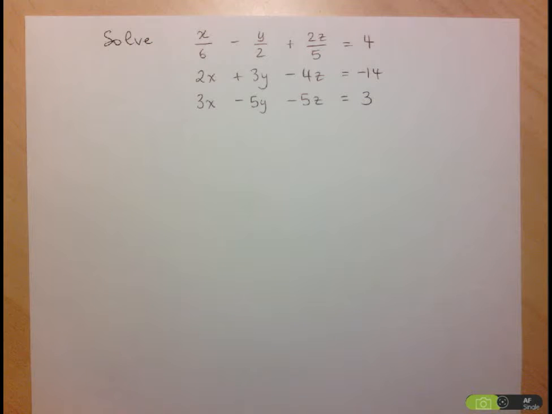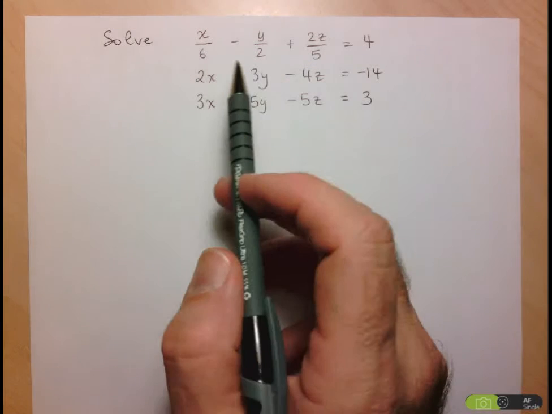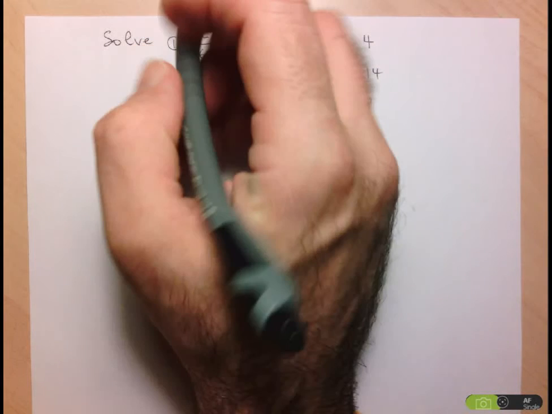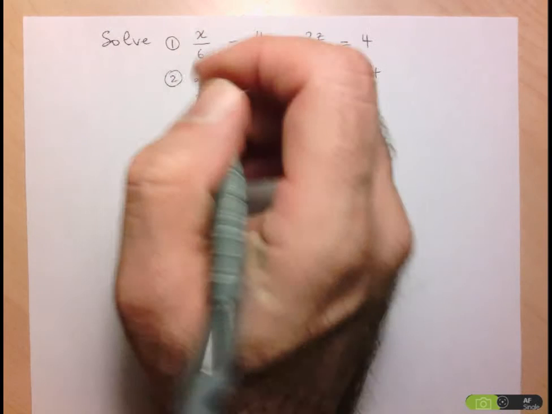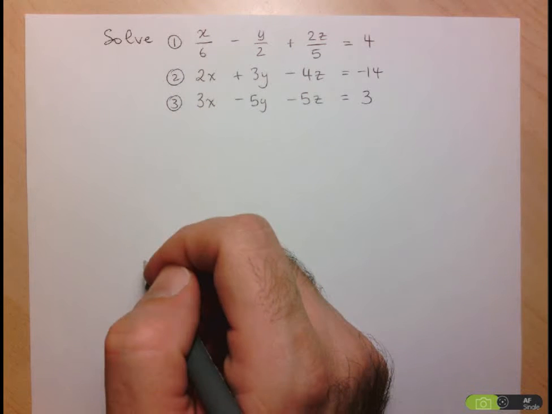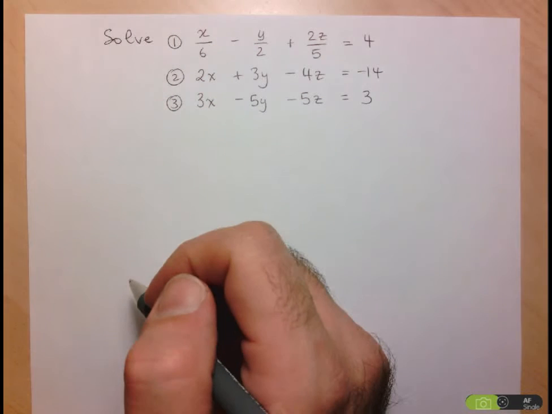Hi folks, we're going to take a look at a question of solving a system of three equations in three unknowns. So here we go. This is what we have to solve. So first thing I'm going to do, as I always want you to do, is to label the equations. And of course I expect you to label any equation that you're using along the way.